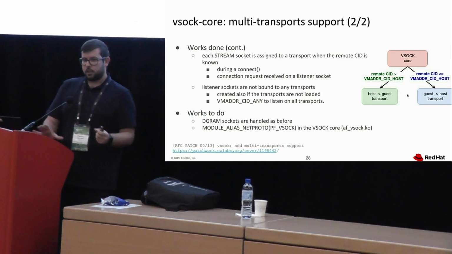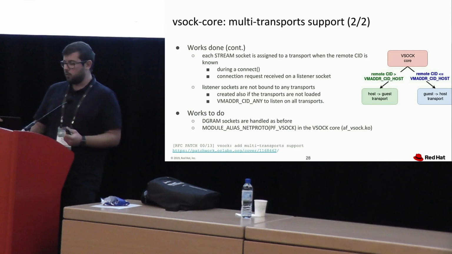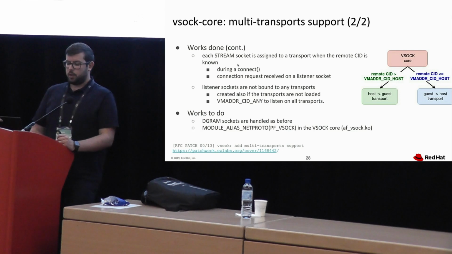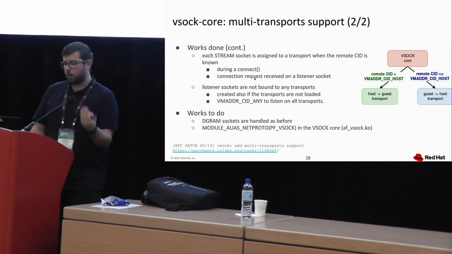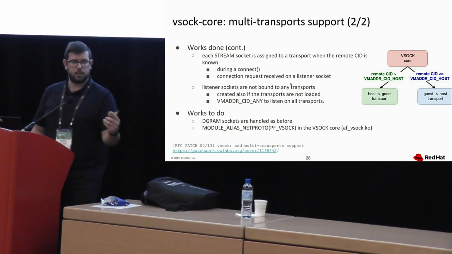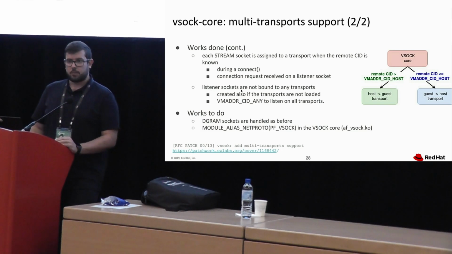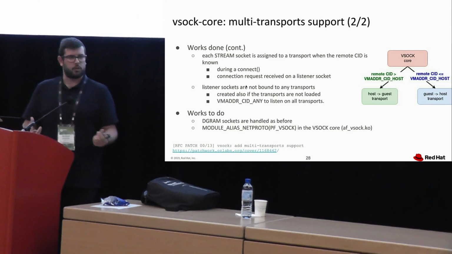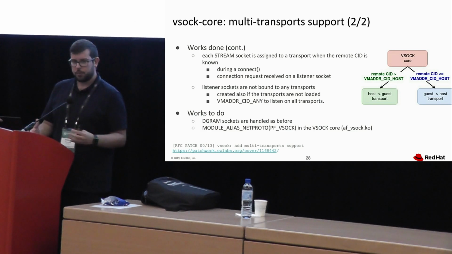Each stream socket is assigned to a transport when the remote CID is known, because we are using the remote CID to decide which transport to use. It happens during a connect, because the user specified the remote CID to connect to, or when we receive a connection request on a listener socket, because in this case the remote CID is the CID of the requester. Listener sockets are not bound to any transport, so they can be created even if the transports are not loaded, or using VMADDR_CID_ANY to listen on all transports.